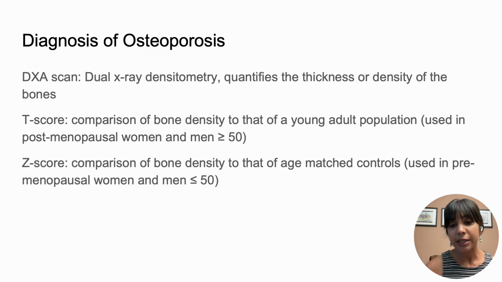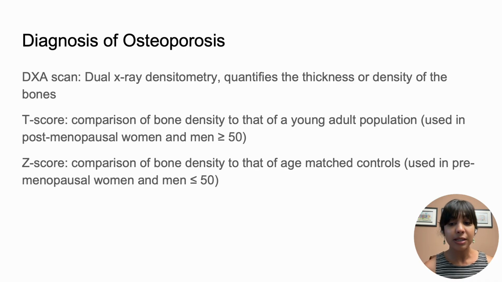The T-score is a comparison of the bone density to that of a young adult population, and this is used in postmenopausal women and men over the age of 50. A Z-score is another thing you might see on your bone density scan, and this is a comparison of bone density to that of age-matched controls, and this is used in premenopausal women or men under the age of 50. So it's an important distinction to make of which T or Z-score you are using to make the diagnosis of osteoporosis.